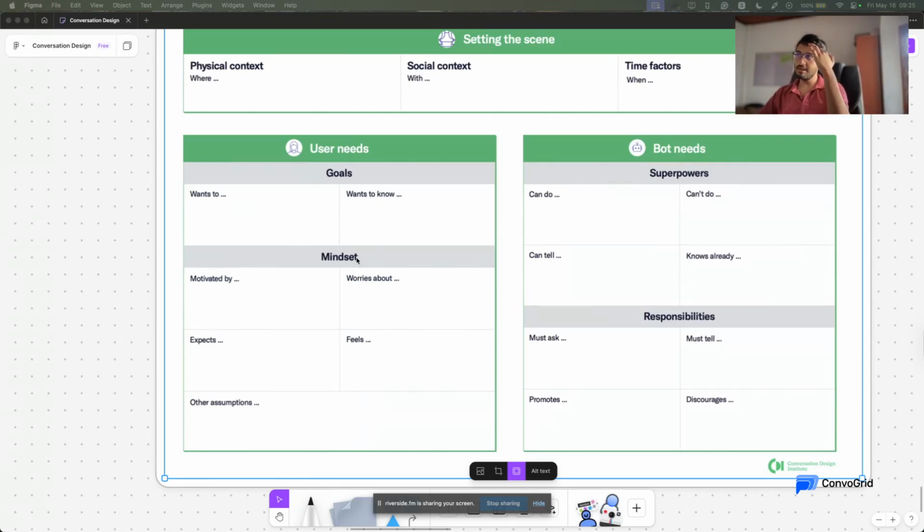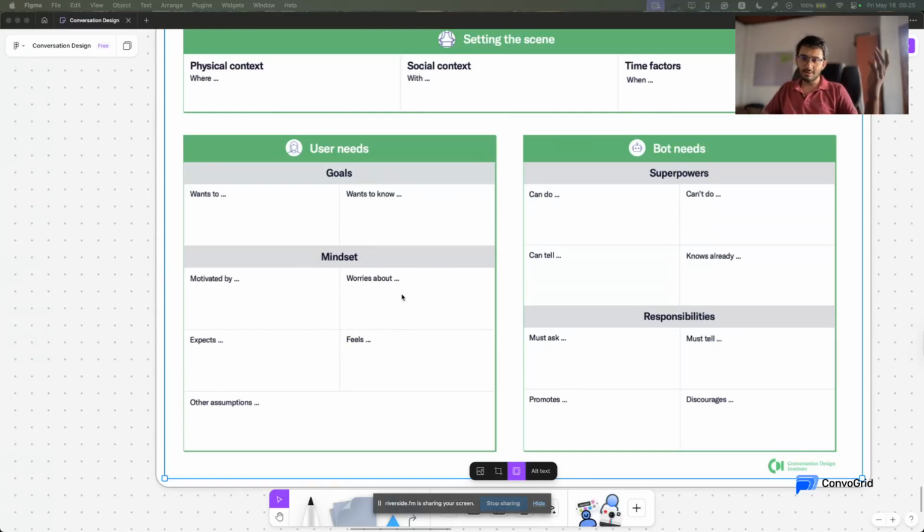And then we have to think about his mindset as well. What is he motivated by? For example, he is motivated to travel abroad if he wants to interact with a flight agent, right? So he's motivated by his desire to fly abroad. What he worries about is that he feels this may be a difficult process.